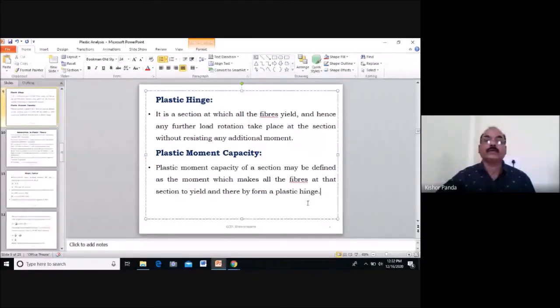Are you clear? The plastic hinge means that when all fibers at a section have yielded, the hinge formation takes place and rotation takes place, without resisting any additional moment. That hinge is called the plastic hinge. And what is plastic moment capacity? After formation of the plastic hinge, the moment carrying capacity of the structure is called the plastic moment capacity.